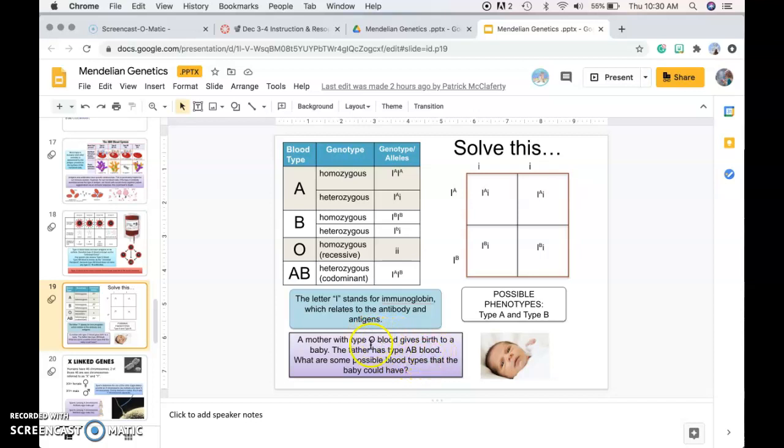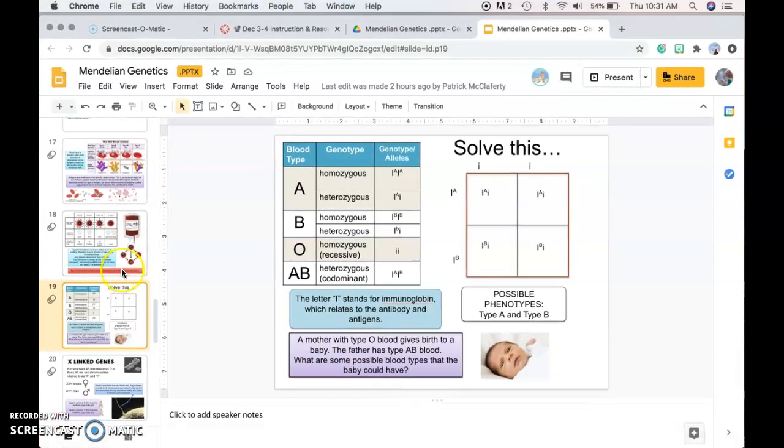So remember, O is completely recessive. So the only way mom can be O is if she has two recessive alleles over here. So I know to put those two on the top of the box. Dad is AB, and remember, they're codominant. So one I for A and one I for B. Then I'm going to cross them like normal. And remember, O is recessive. So if I have this O gene here paired with A, then the baby's phenotype probability is going to be 50% type A blood and 50% type B blood.